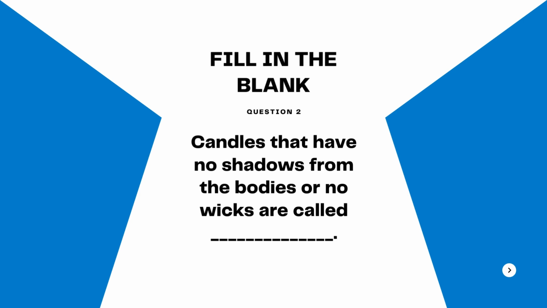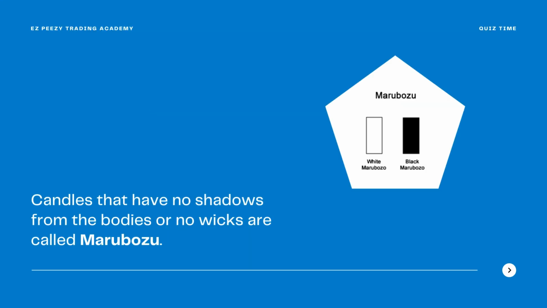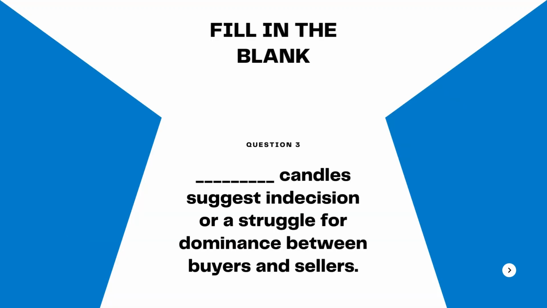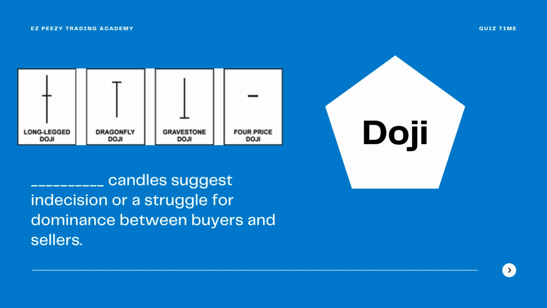Candles that have no shadows or wicks from the bodies are called Marubozu, right? And they're very strong indications of where price wants to continue going or reverse to, okay? Blank candle suggests indecision or a struggle for dominance between buyers and sellers, like the spinning top, but we're talking about a different type of candle. Very similar to it, though, is a doji candle.